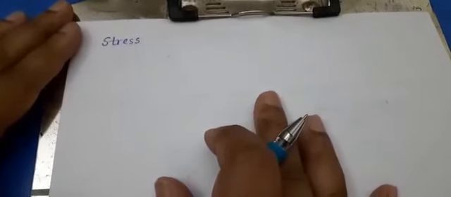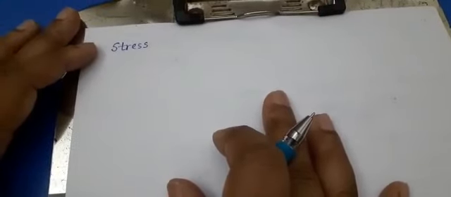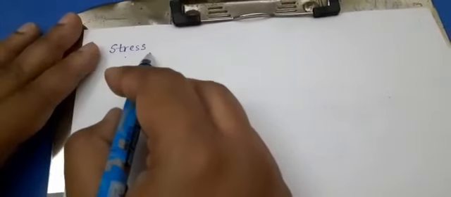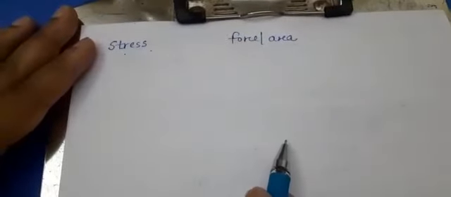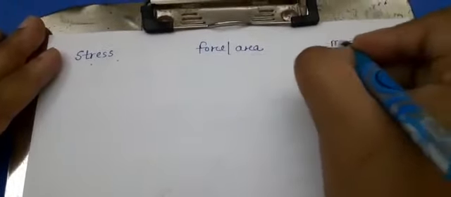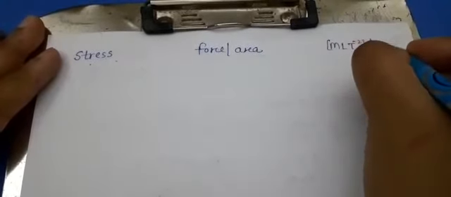Now the next term is stress. Stress is a term related to solids, as properties of matter is one unit in which solids, liquids and gases are the parts. In solids we will introduce the concept of stress, although its physical formula is the same as that of pressure, force per unit area. So it will be MLT^-2 upon L^2.